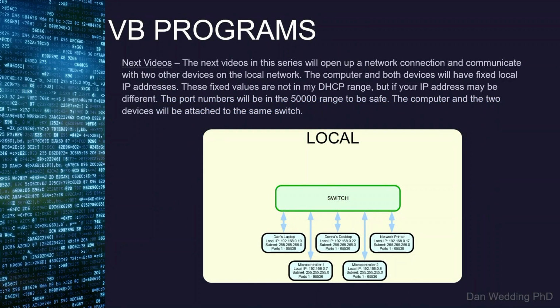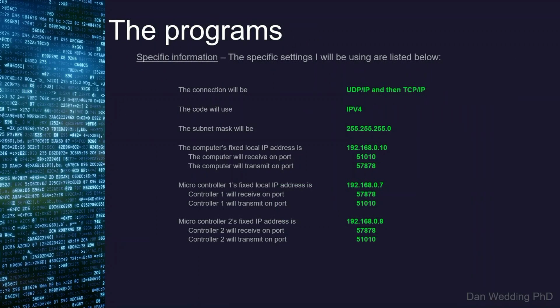The next videos in this series will open up a network connection and communicate with two other devices on the local network. The computer and both devices will have fixed local IP addresses. These fixed values are not in my DHCP range, but your IP addresses may be different. The port numbers will be in the 50,000 range to be safe. The computer and the two devices will be attached to the same switch. The specific settings I will be using are listed below.